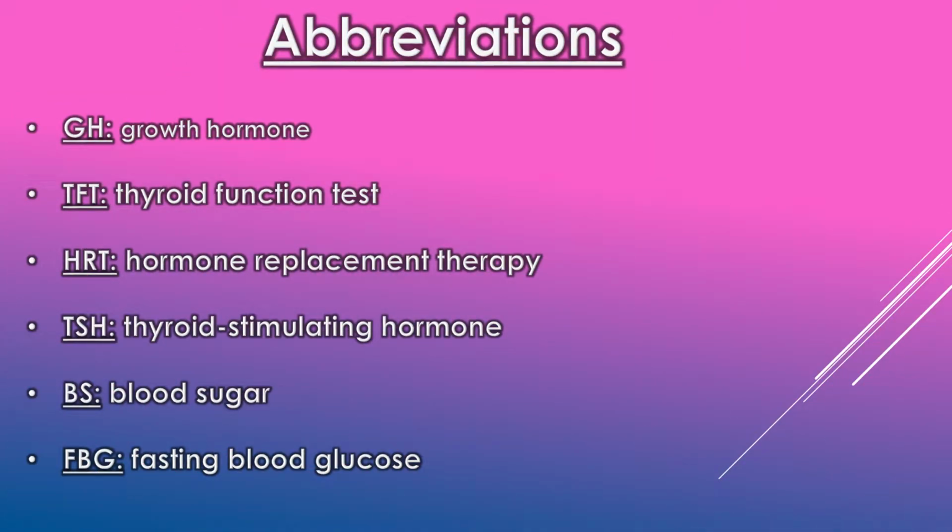Some abbreviations that I thought were important to know that are associated with this system. One is GH, which stands for growth hormone, and that is a hormone that stimulates growth, and it's produced by the pituitary gland. Next, we have TFT, which stands for thyroid function test.